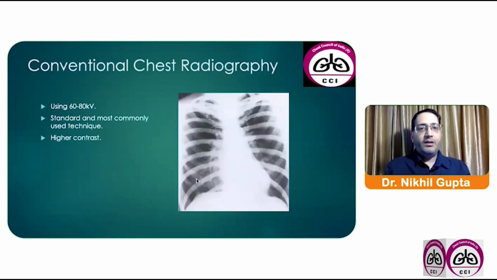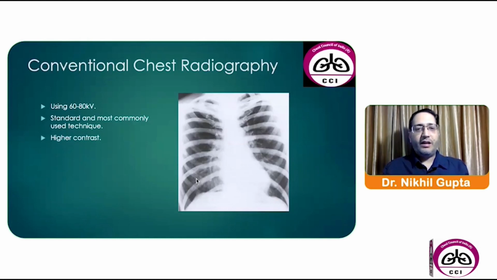Let's begin. First of all, coming to conventional chest radiography, it is obtained by using 60 to 80 kilovolt, and it is the standard and most commonly used technique. It gives a higher contrast. This technique is known as low kilovolt technique.